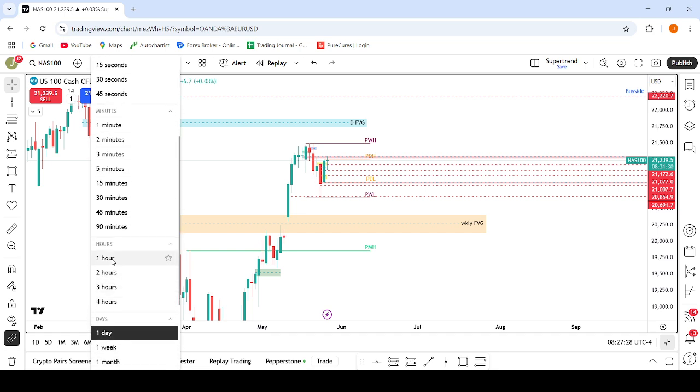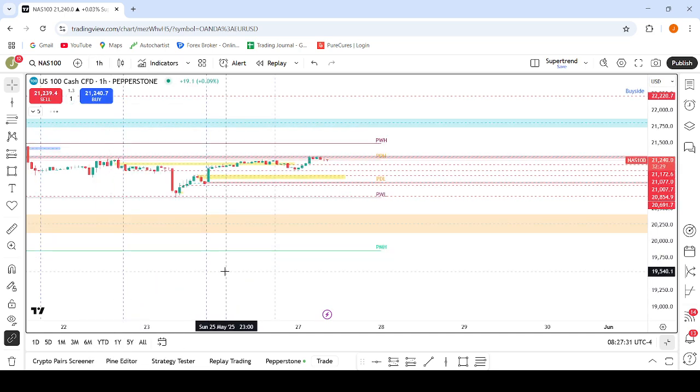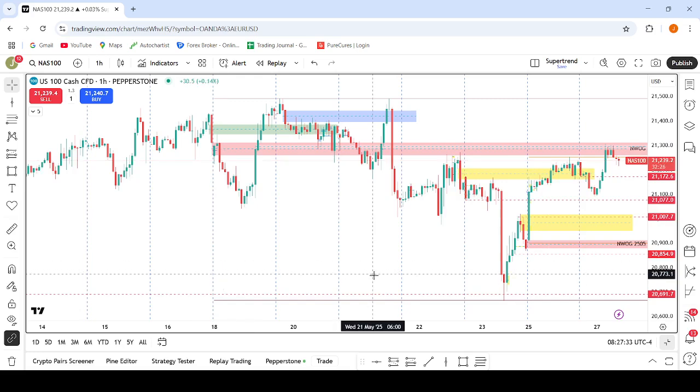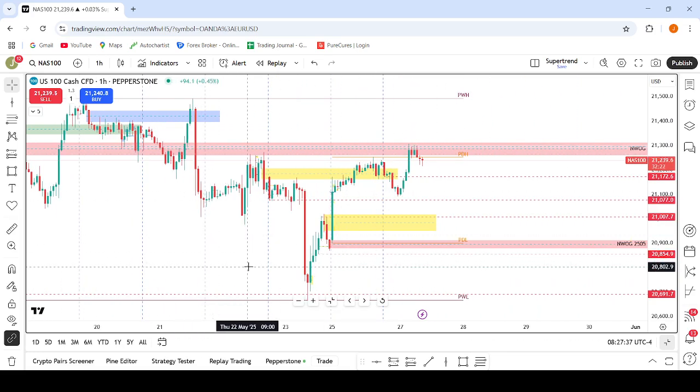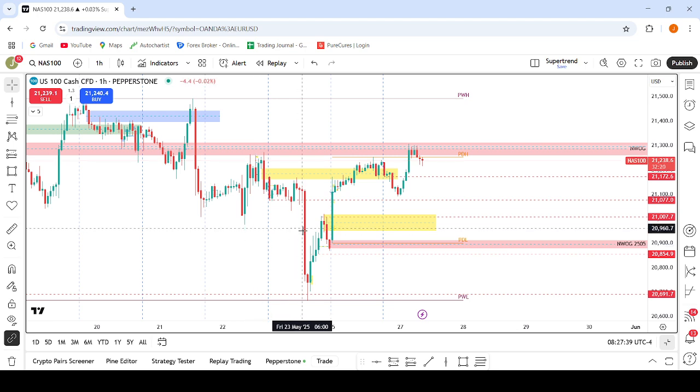Okay, let's just drop down to the hourly. Now this is what was interesting to me. So on the hourly, what we can see here, on Friday we had this massive drop down. And then Sunday, Monday, we had this new week opening gap established here.